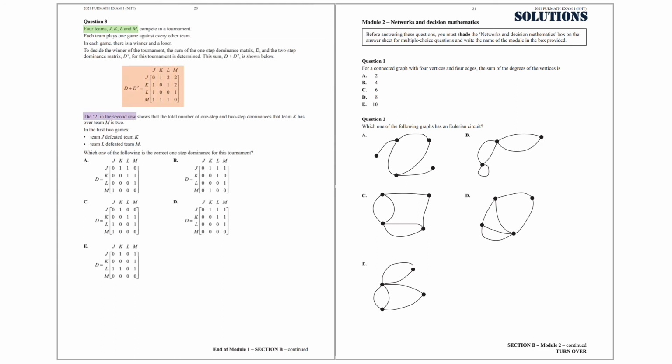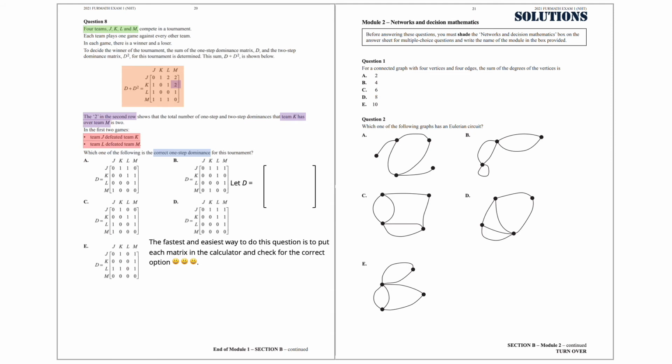The 2 in the second row shows that the total number of one-step and two-step dominances that Team K has over Team M is 2. In the first 2 games, Team J defeated Team K and Team L defeated Team M. Which one of the following is the correct one-step dominance for this tournament? The fastest and easiest way to do this question is to put each matrix in the calculator and check for the correct option. However, this is the way to solve this question.